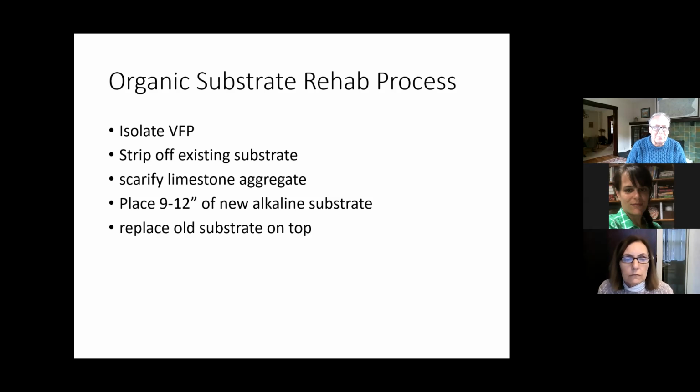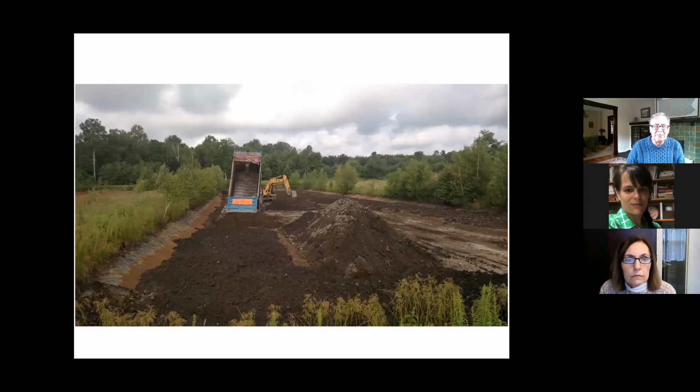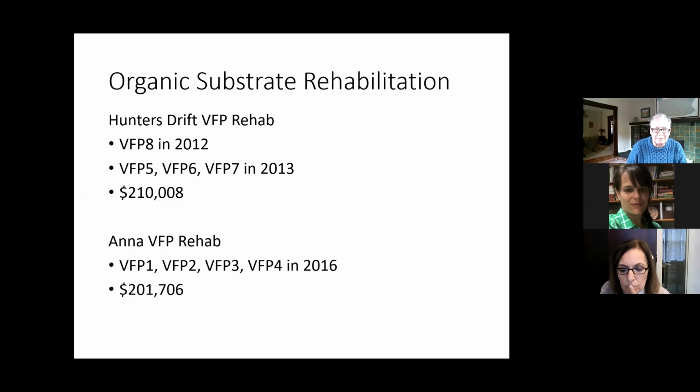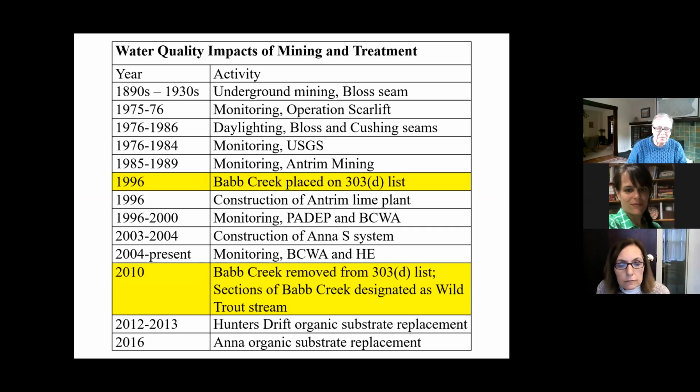We've cleaned out the substrate. Here's the process we've used. Here is the vertical flow pond where the old substrate is piled up in the middle and the new substrate is being placed around. And we've done this to all the vertical flow ponds up there. Two grants from Growing Greener, $210,000 in 2012, $201,000 in 2016. All of the vertical flow ponds have been rebuilt.